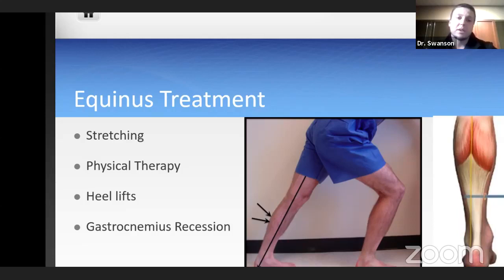This last bullet point is gastrocnemius recession. So what this is, if conservative treatment fails, there are other procedures that we can do surgically as well, but a gastrocnemius recession is a surgical option to gain flexibility in the back of our leg. This image to the right shows where in the back of our leg, at that region, we transect or release or cut a portion of this tissue, and that will enable us to have more flexibility in the back of our legs.